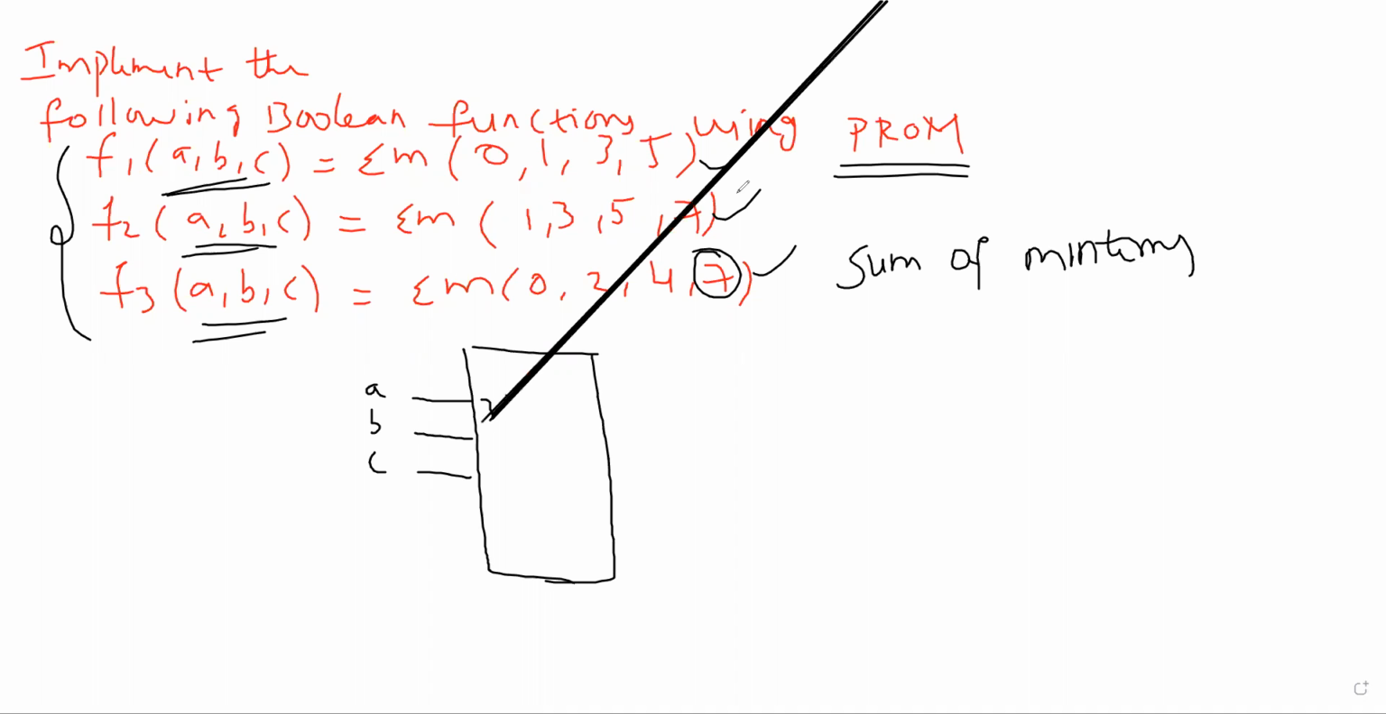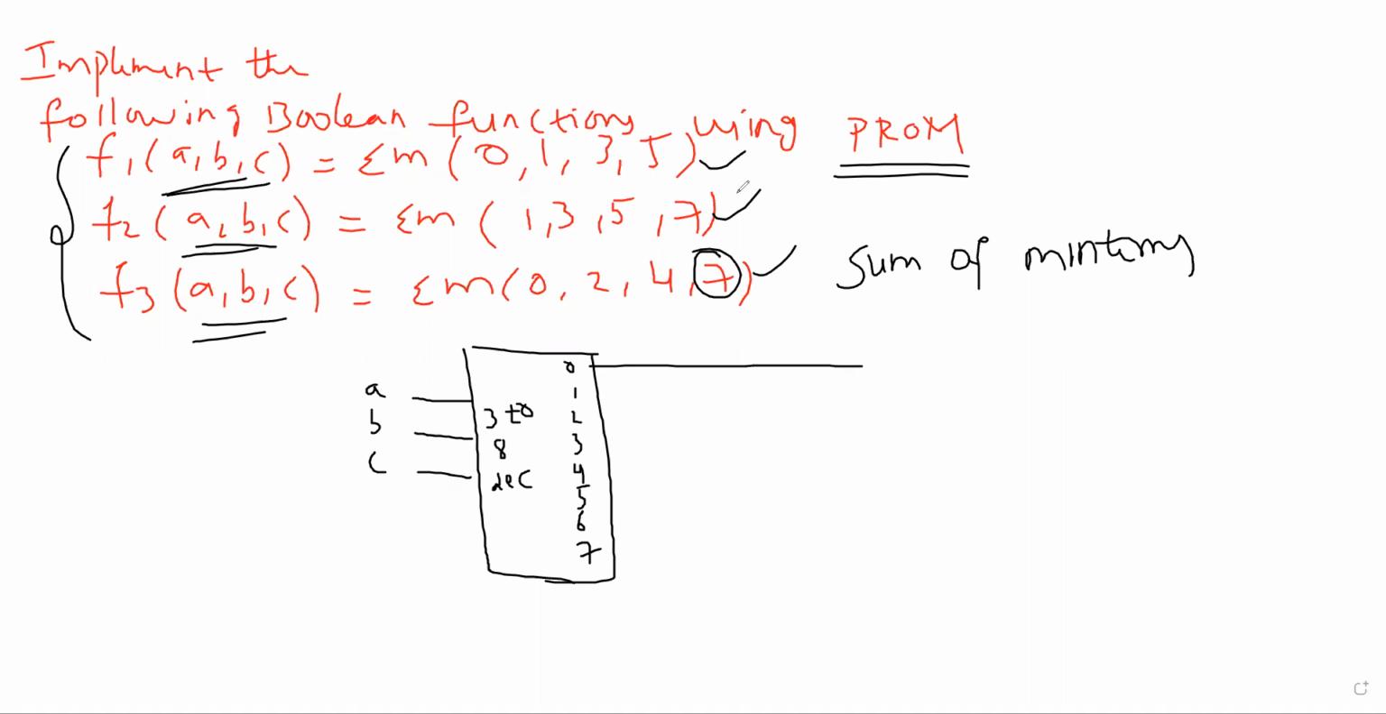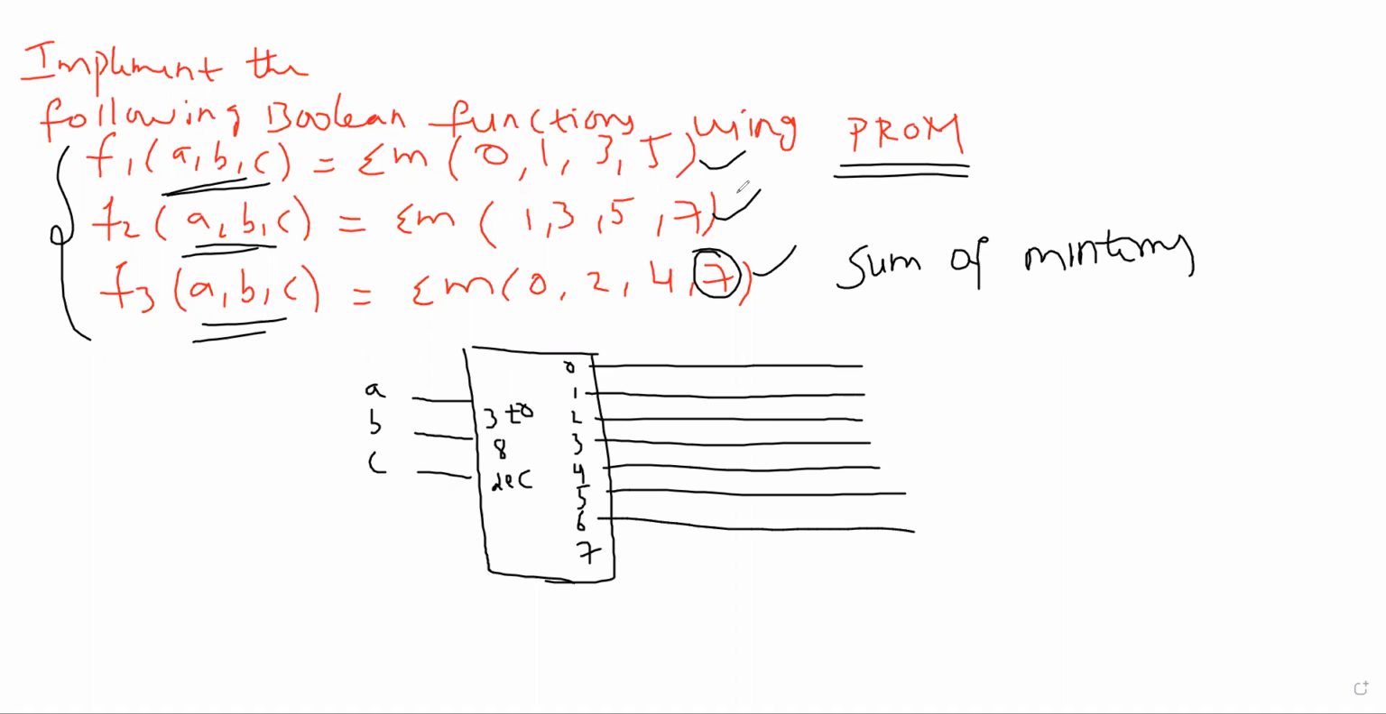3 to 8 decoder. Now if you observe, 0, 1, 2, 3, 4, 5, 6 and 7. Now this is the size here, the 3 to 8 decoder. Now I'm going to extend the output lines here. How many output functions are there? 3 output functions are there. Therefore I require 3 programmable OR gates.